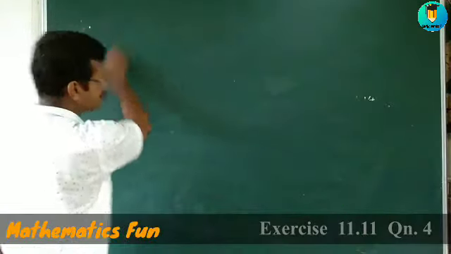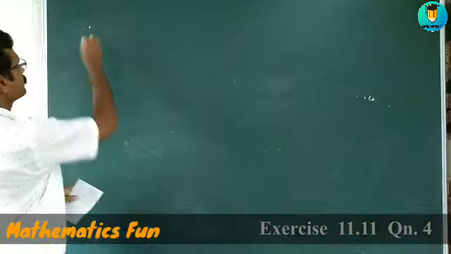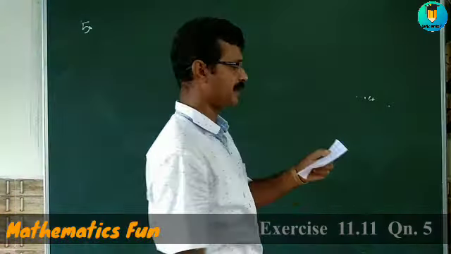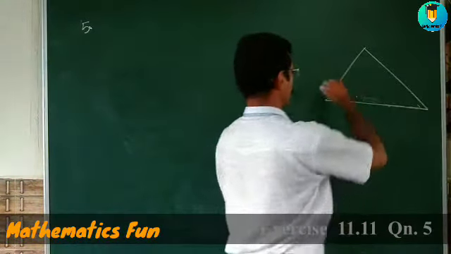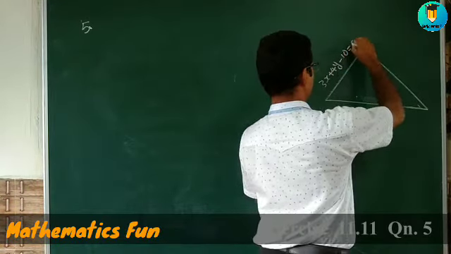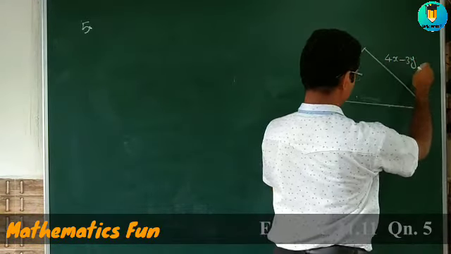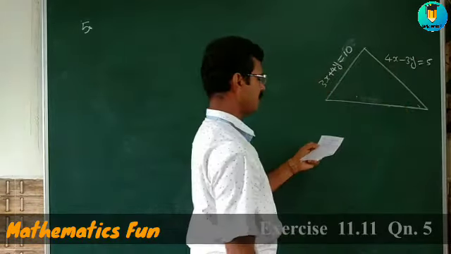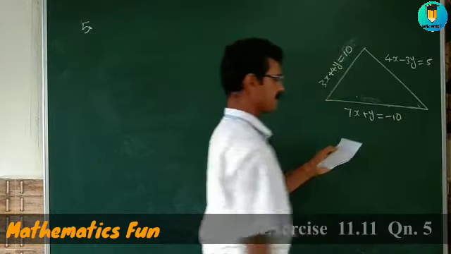Now one more question we will do, that is question number 5. Here the question is: a triangle is formed by the lines. So 3 lines are given. One of the lines is 3x plus 4y minus 10 is equal to 0. Another one is 4x minus 3y is equal to 5. The third line is 7x plus y is equal to minus 10.